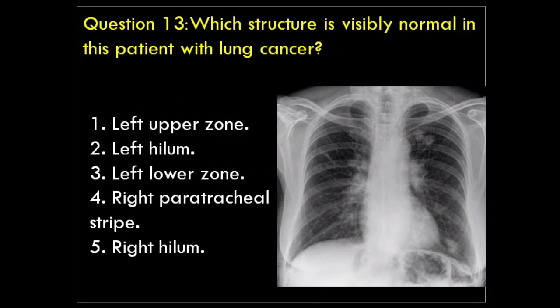Question 13: Which structure is visibly normal in this patient with lung cancer? 1. Left upper zone. 2. Left hilum. 3. Left lower zone. 4. Right paratracheal stripe. 5. Right hilum.